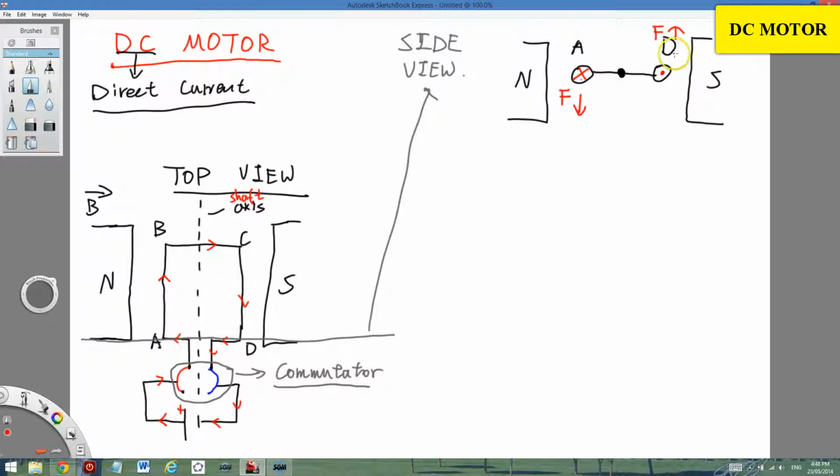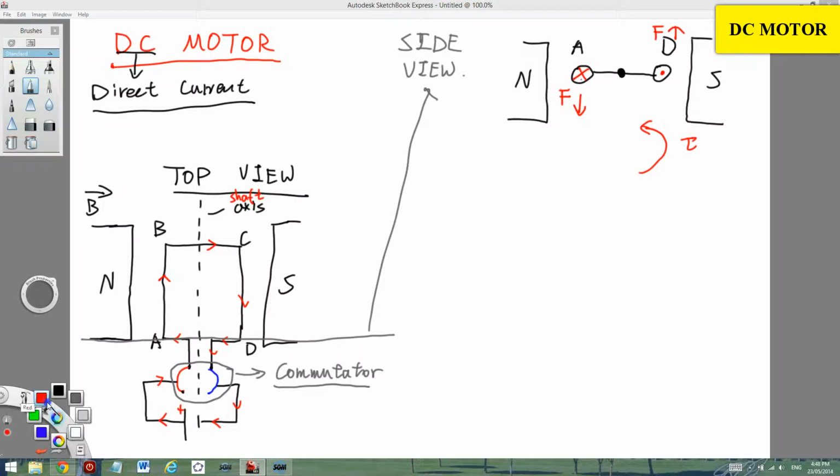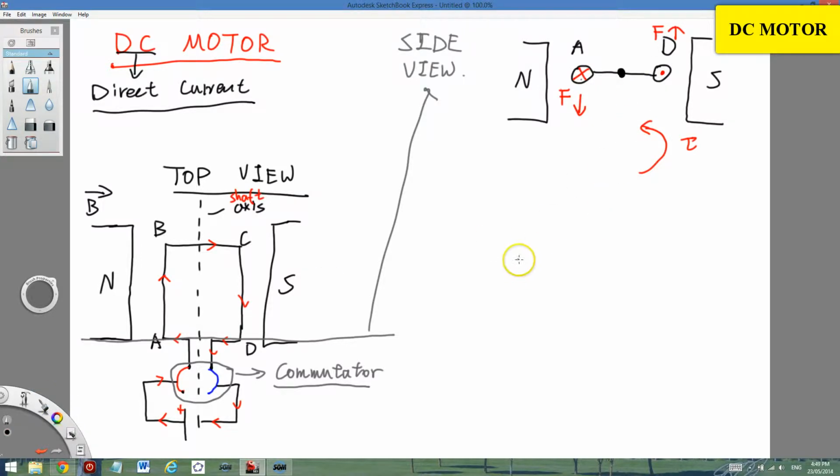So in this case, we have a fixed shaft in the middle, and this creates a rotation, basically a torque, anti-clockwise. The direction of torque is in this direction, anti-clockwise. So that's basically how a DC motor starts to rotate. Afterwards, after a few seconds, it rotates.